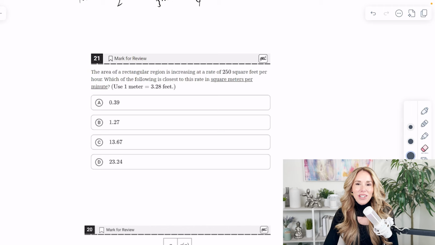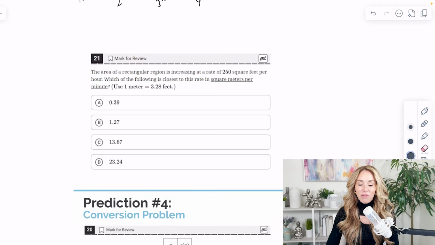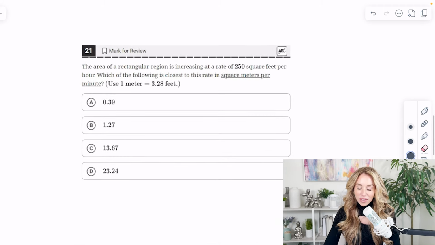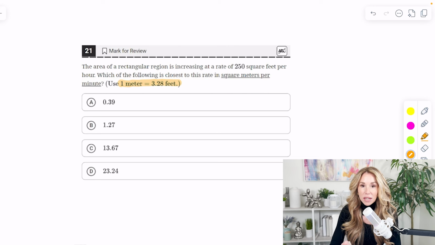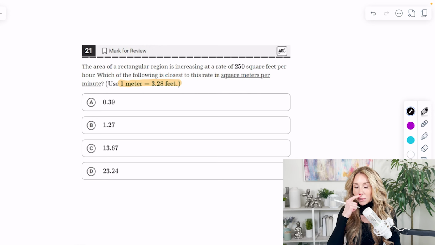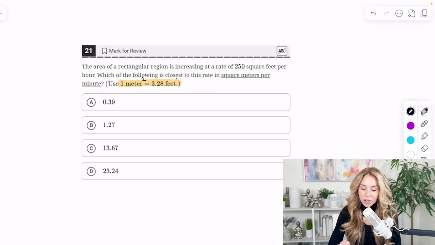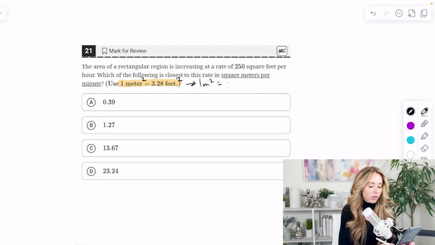All right, my fourth prediction is that they are going to have a conversion problem on the test. So this one we have the area of a rectangular region is increasing at a rate of 250 square feet per hour. Which of the following is closest to the rate in square meters per minute? Okay, notice how we have one-dimensional conversions right now. It's just in meters and feet. We need it in square meters and square feet. So what you're going to want to do on these problems first is square your conversion so that it's in square units. So that means 1 square meter equals whatever 3.28 squared is.